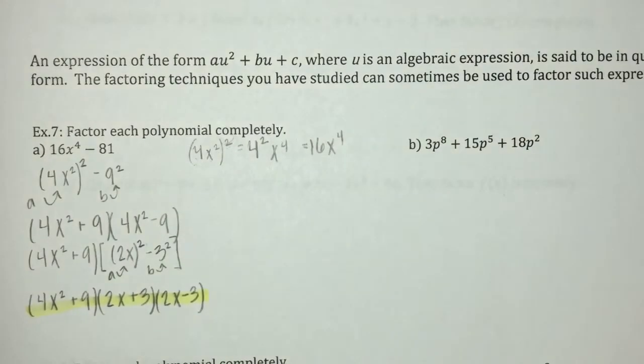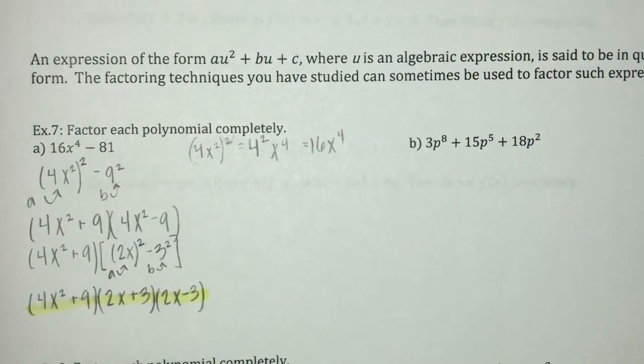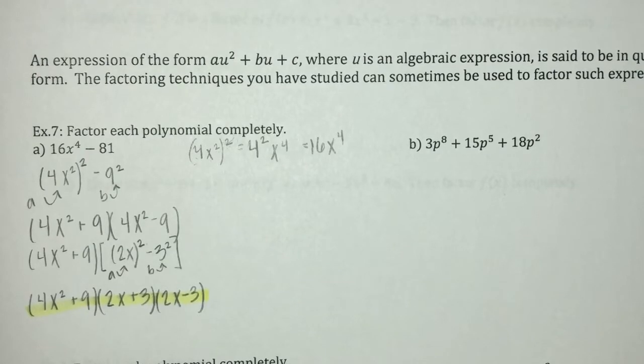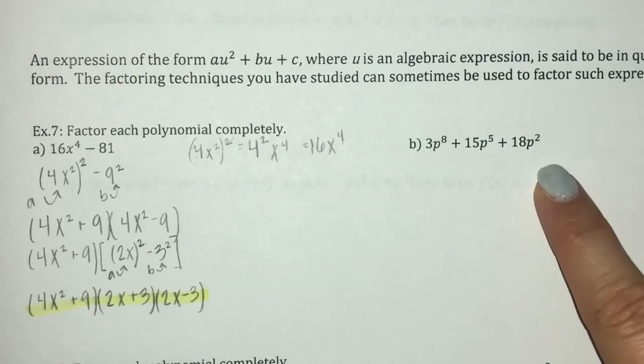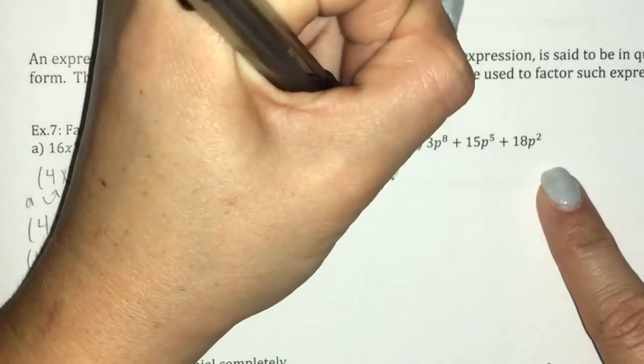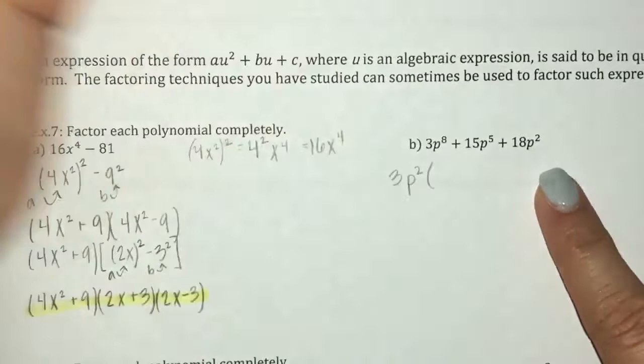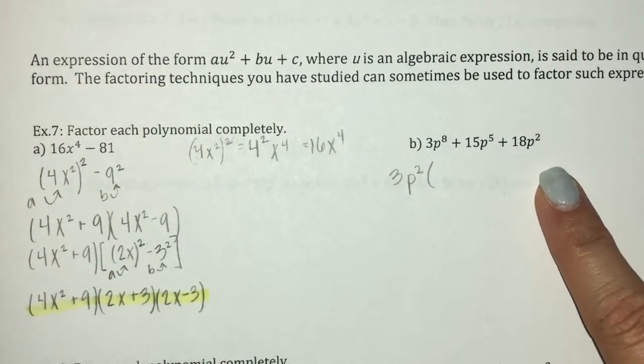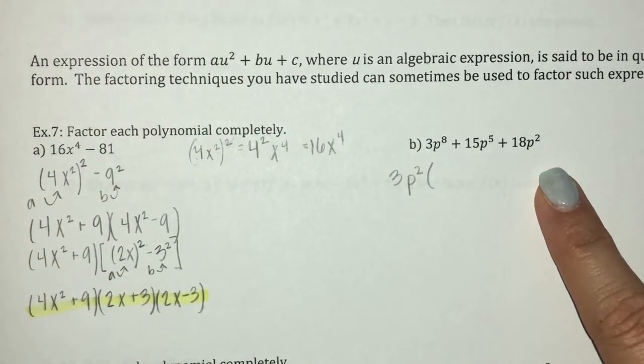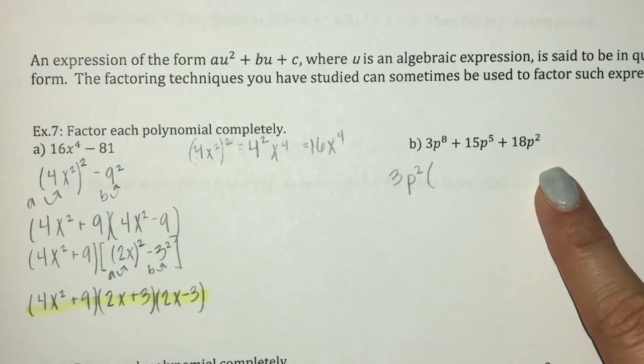And then for b, 3p to the 8th plus 15p to the 5th plus 18p squared. So we can factor out at least a 3, everything is divisible by 3, and then we can also factor out a p squared. So the GCF would be 3p squared, and then 3p to the 8th divided by 3p squared would be p to the 6th.